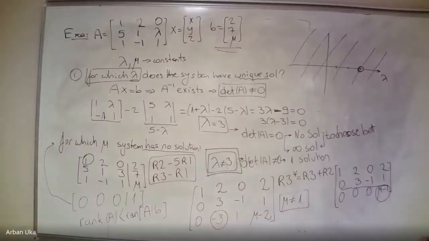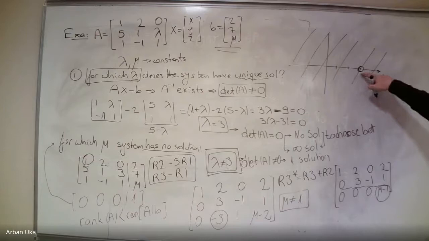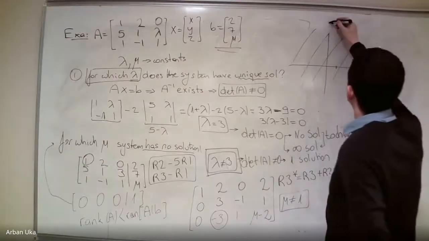So in order for the system to have no solution, we should have lambda equal to 3 and mu different than 1. Yes. So let's see here. We need lambda to be equal to 3, and mu different than 1. Okay. So let's put here mu.